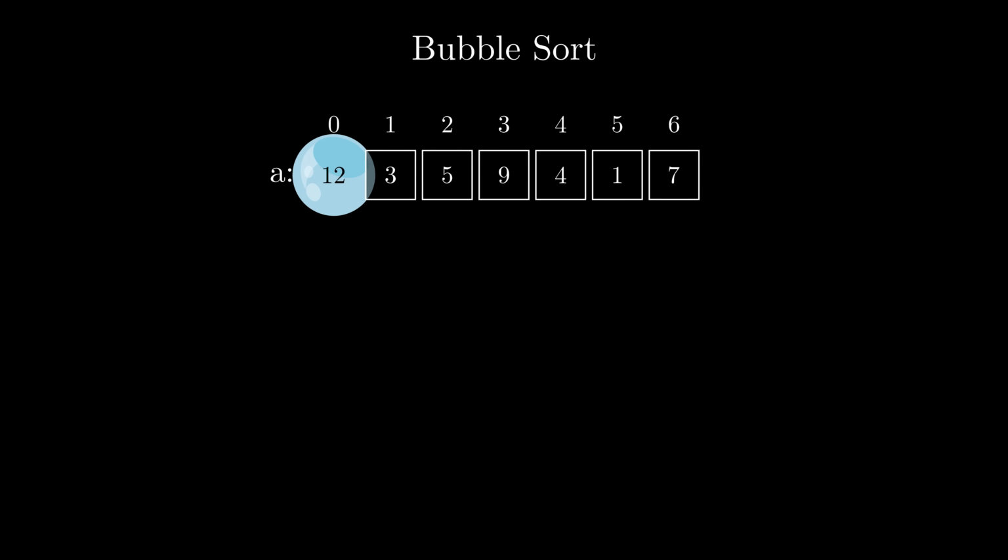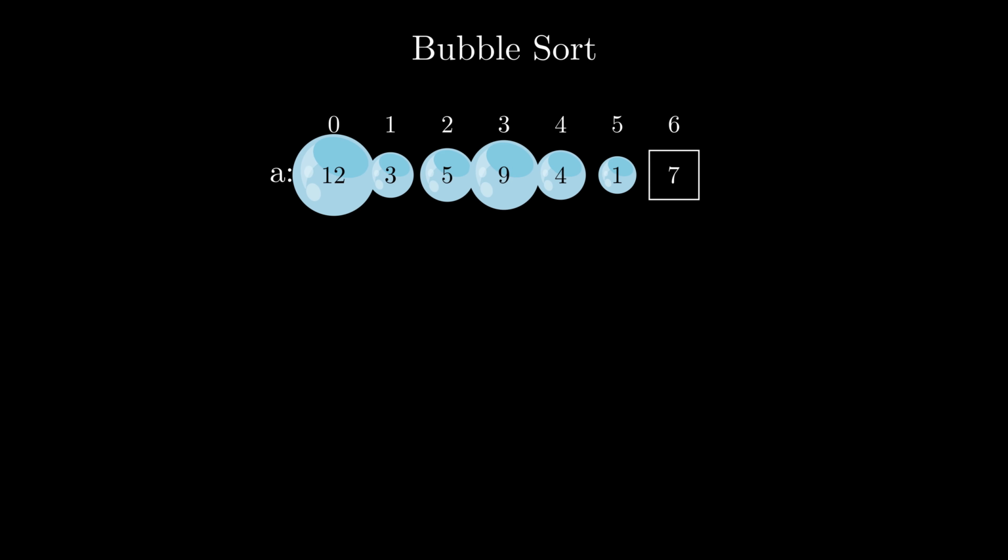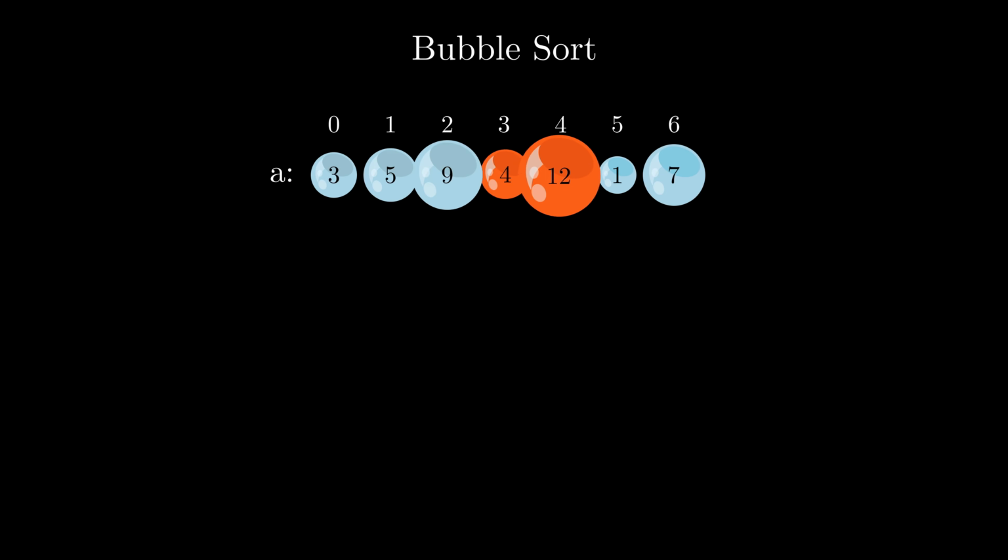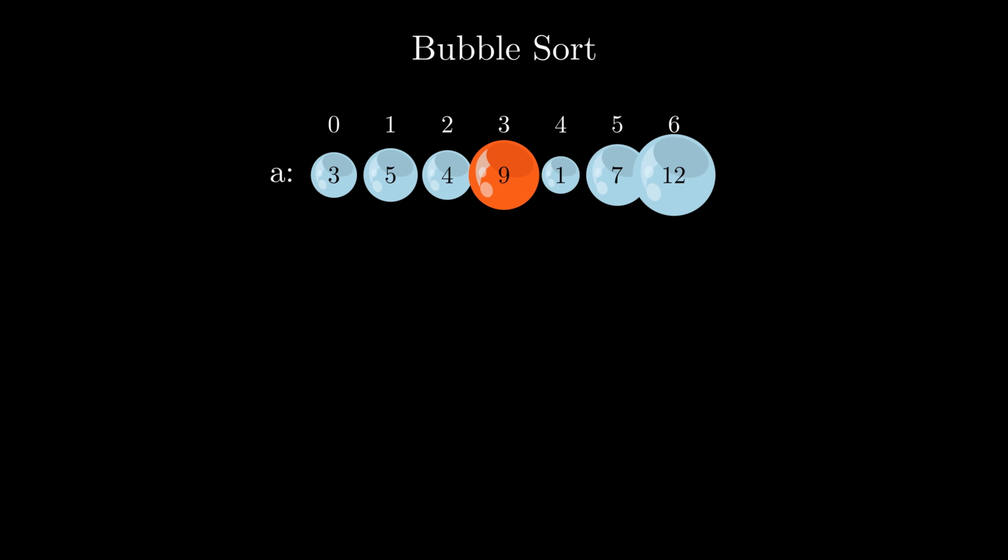You can think of each number as a bubble where the size of the bubble matches the number, so the smaller numbers can be drawn as smaller bubbles and larger ones as larger bubbles. After looking through the list of bubbles for the first time, the largest bubble will appear at the very end of the array. On the next iteration, the second largest bubble will bubble up and appear next to it. After several iterations, all the bubbles will find their correct places and the whole array will be properly sorted.